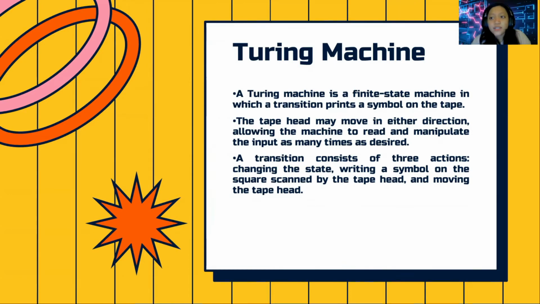There are three actions in a transition. The first is changing the state. The second is writing a symbol on the square scanned by the tape head, and finally moving the tape head.